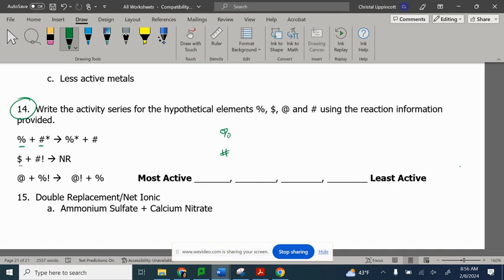Now over here, we've got dollar sign trying to sub in for number sign, but it didn't work. So that means that dollar sign is a worse player than number sign. Down here, the at symbol is replacing the percent. So that means that at is a better player than percent. And that's how we get this ranking to occur on here.